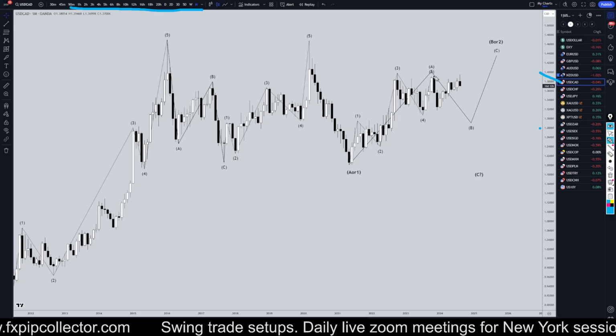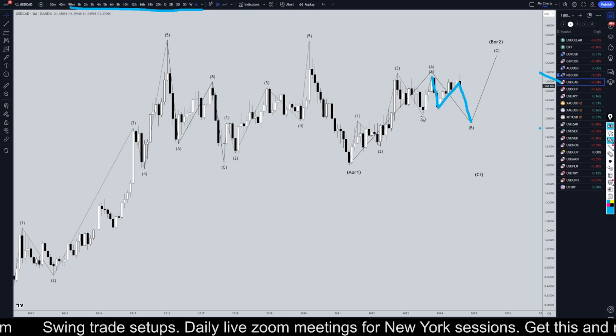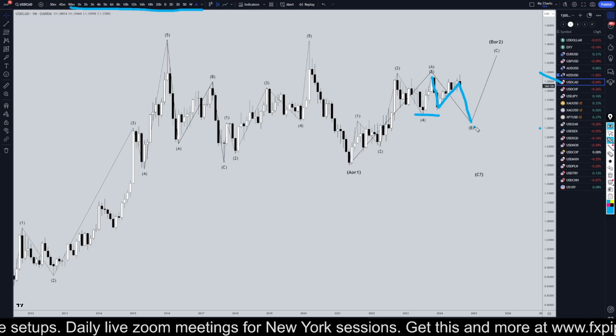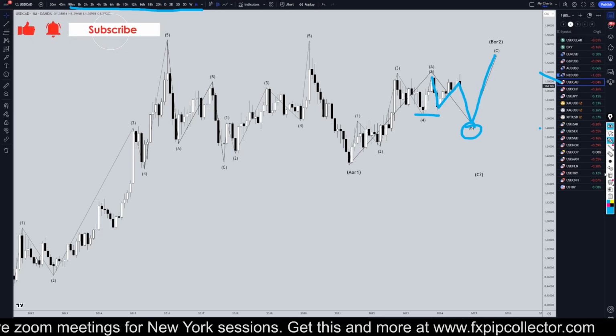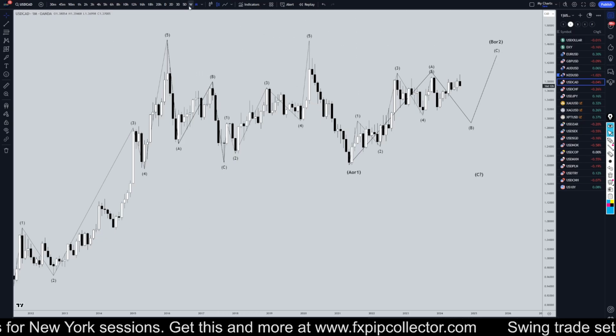So I definitely still am looking at this as potentially making an ABC down, which would likely take it down below the low of wave 4, which most likely is an ABC of B. Then I think it's likely to go back up for a wave C. But this is the monthly time frame, and all this could potentially take a year or more to play out.